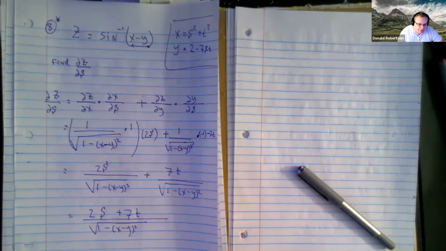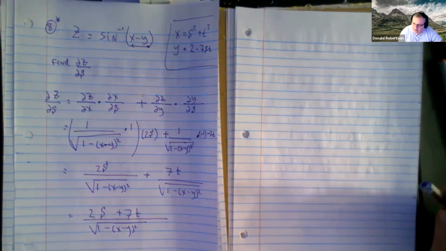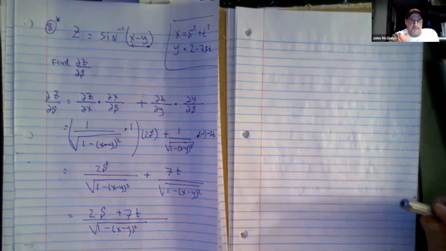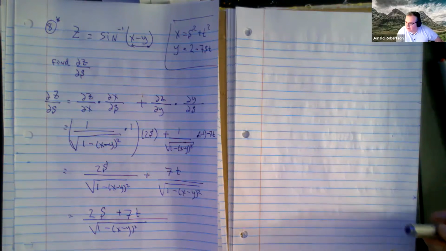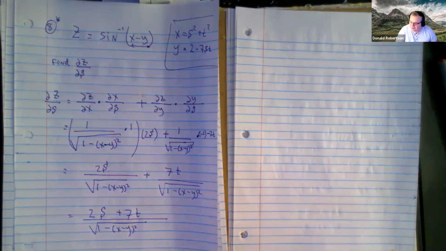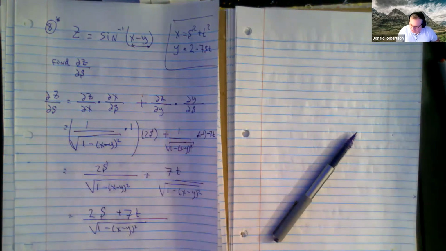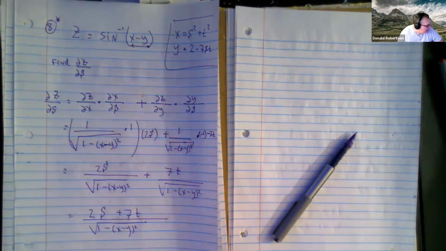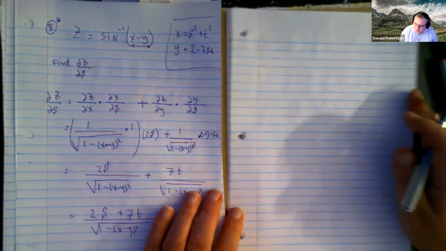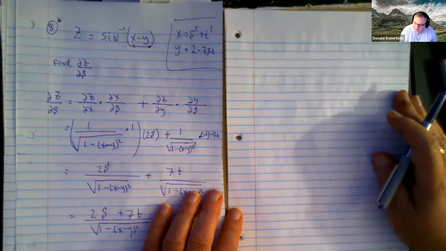Any questions about that one? Well, they could have added partial of z with respect to t too, right? Yeah, and they did. It would look similar, but not exactly the same. Last question, and that's the end of partial derivatives.